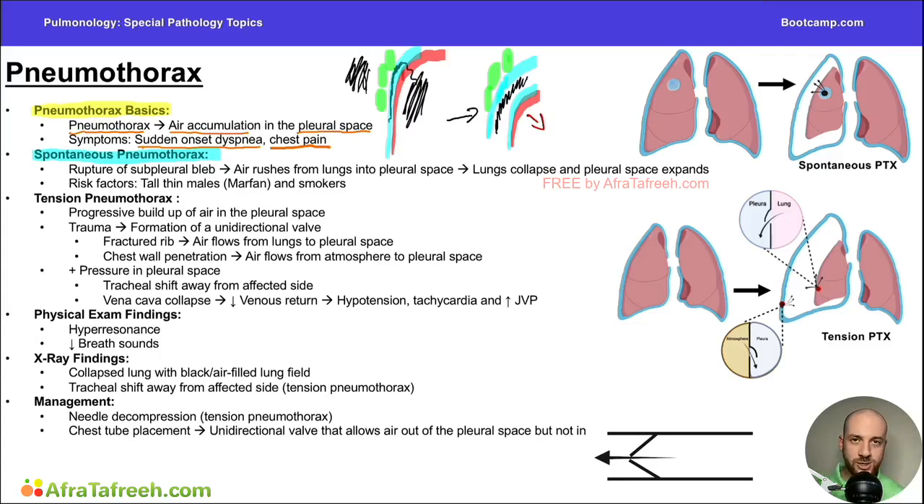So a spontaneous pneumothorax is classically caused by the rupture of something called a subpleural bleb. So as the name suggests, it's subpleural, so it's underneath the pleura, hence the lungs, and what it is essentially is a local defect that occurs in the lungs that causes just a little portion of the lungs to balloon out.